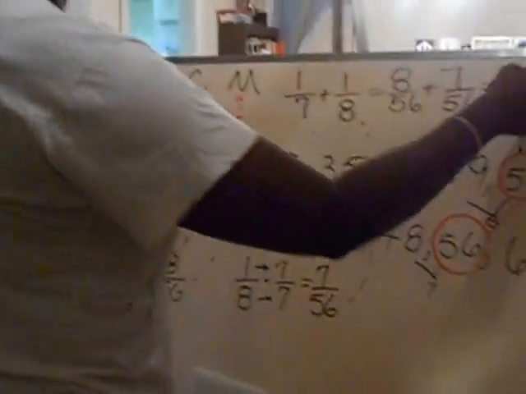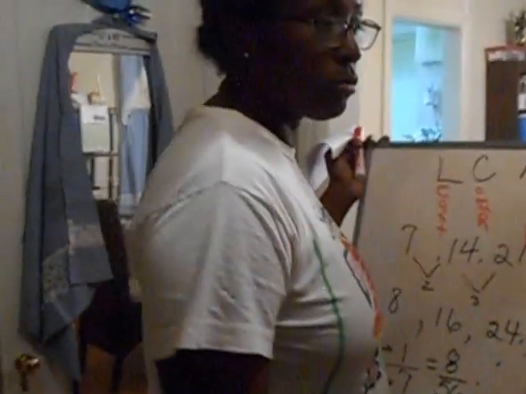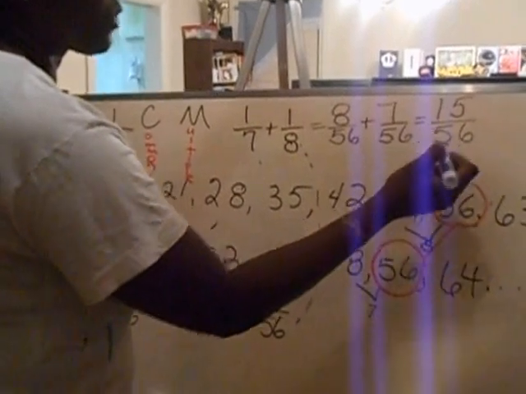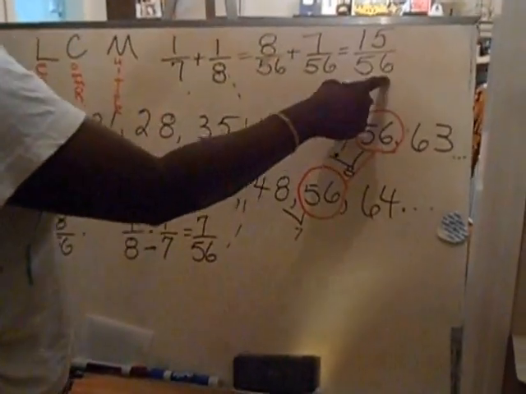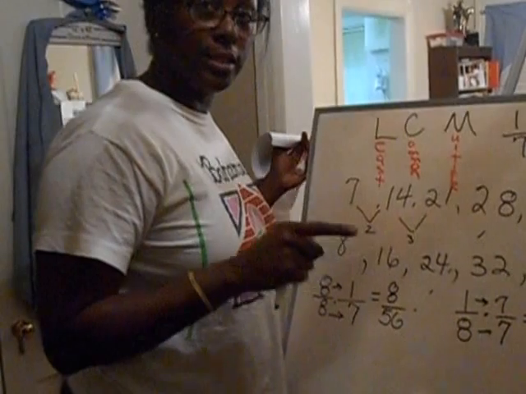We have no common factors. That means we can't reduce this at all. 15 is not divisible by 2, because it is odd. 56 is divisible by 3? No, because the sum of the digits is not a multiple of 3. But 15 is. But this is not divisible by 2. We know 56 is an even number, so that's always divisible by 2. But 15 is not, so we're done. That's the purpose of finding the least common multiple.